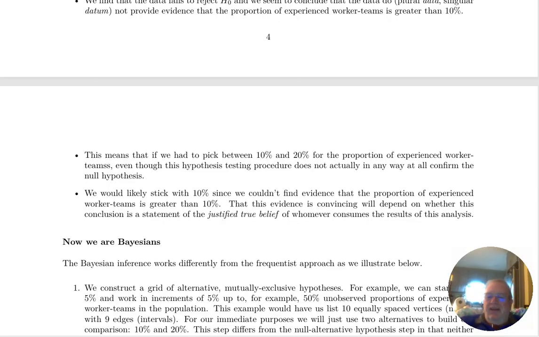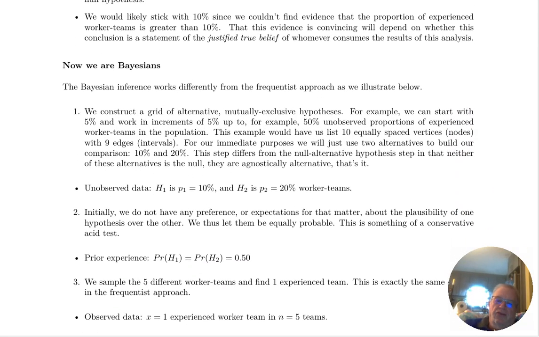even though this hypothesis does not actually in any way confirm this null hypothesis, we will likely stick with the 10%. Again, think of this. You're already talking probabilistically, and you're not supposed to. So this is the notion of falsification. We're falsifying the idea that it's 20, or we're falsifying the idea that we should consider anything other than 10. We're not even talking probabilistically here. I think I've beaten that horse to death. Poor baby.